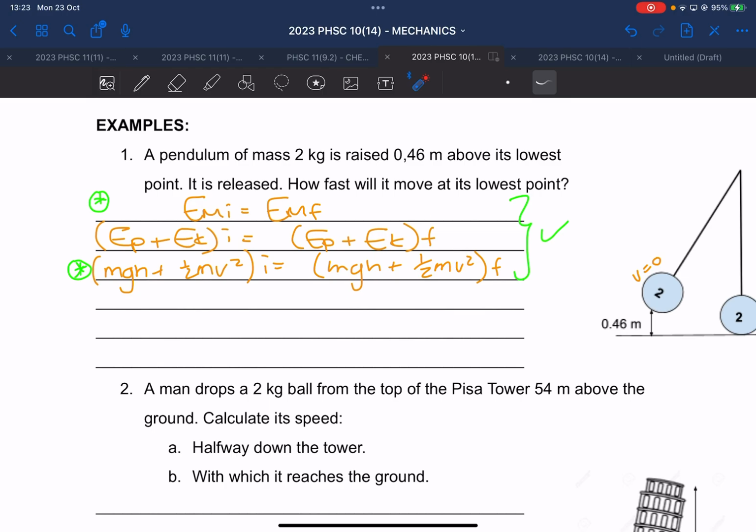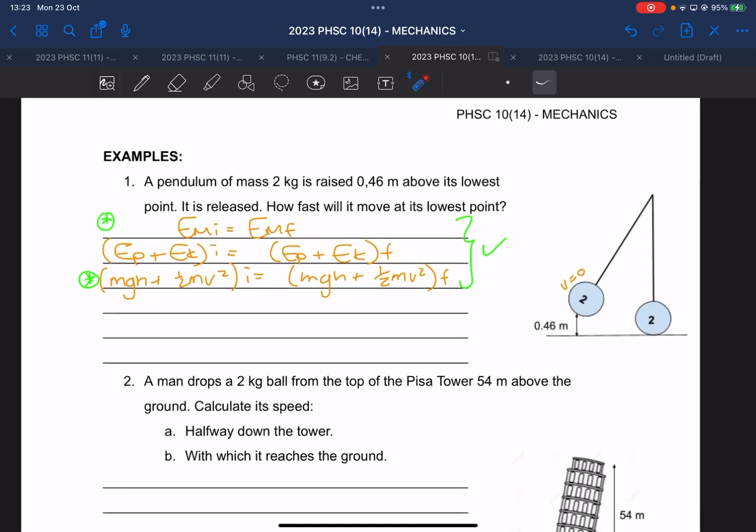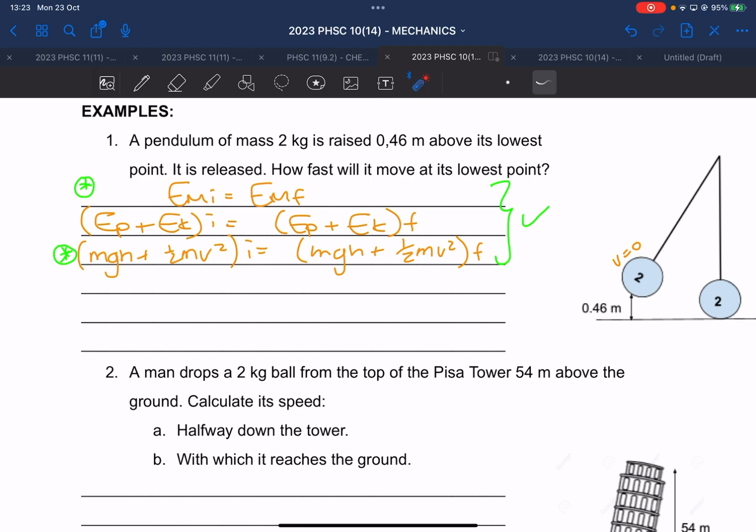All right. So let's start. So the first one that we must fill in there is the mass. Mass is in kilograms. It's 2 kilograms. G is the constant that is on your data sheet. That is 9.8. The height at the beginning, that vertical displacement, is 0.46 plus 0. So why do I say plus 0?